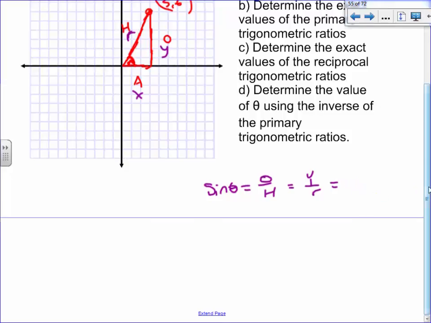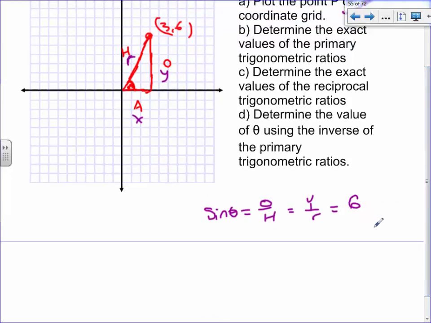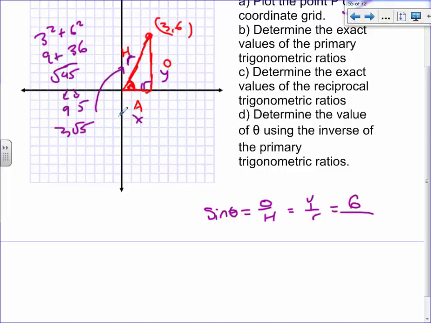So, what's our y value? 6. What's our radius? Actually, I haven't solved for that yet, but do you guys feel like you could by doing Pythagoras' theorem? 3 squared plus 6 squared, 9 plus 36 gives root 45. We're not done yet though. Root 45 can be broken up into 9 by 5, which means you can call this thing 3 root 5. So the exact value of your radius is 3 root 5.